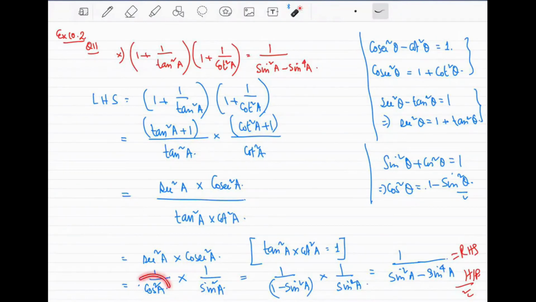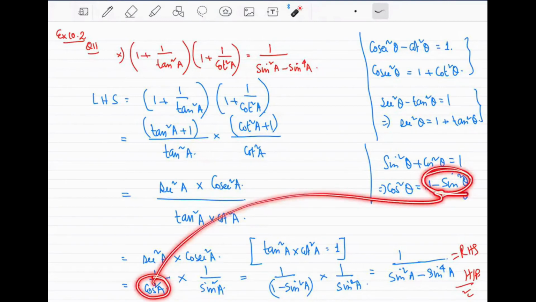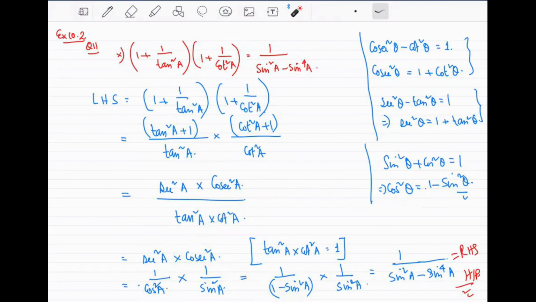And cos square A is replaced with this formula right here. The theta will be put as A. Okay. So cos square A is replaced as 1 minus sine square A. That's it. Clear? Yes, sir. Clear. Okay then. Have you all finished copying? Yes or no? Yes, sir.